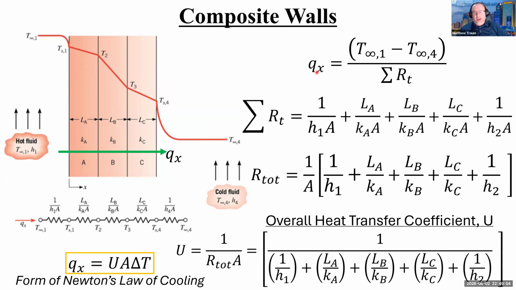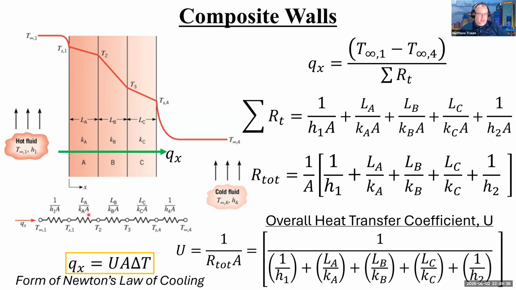So remember, I've got this equation that just says that my heat transfer rate is equal to the high temperature out here minus the low temperature down here divided by some sum of resistances. And what are those resistances? Well, look here, right? They're just the resistances associated with convection out here, conduction through element A, conduction through element B, conduction through element C, right? So here are the resistances for A and B and C.